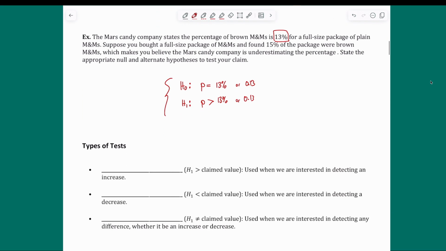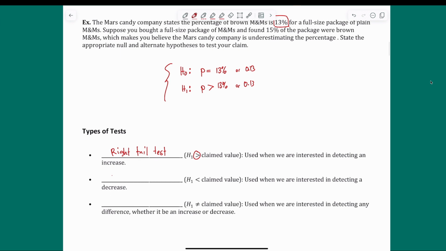And so the alternate hypothesis tells us what type of test we're going to run, and the 3 types of tests there are is very similar to what we had earlier. We have a right tail test, which corresponds to a right tail alternate hypothesis. In other words, there's a greater than symbol in the alternate hypothesis statement. So we use this type of test when we are interested in detecting an increase.